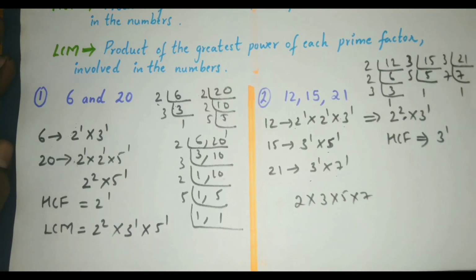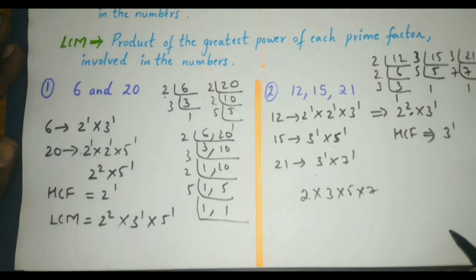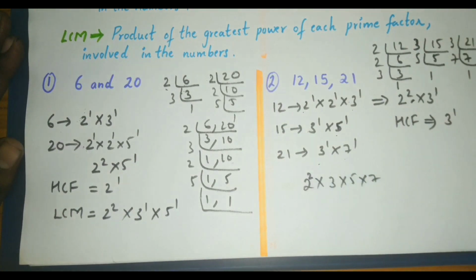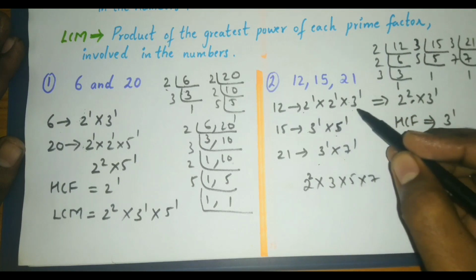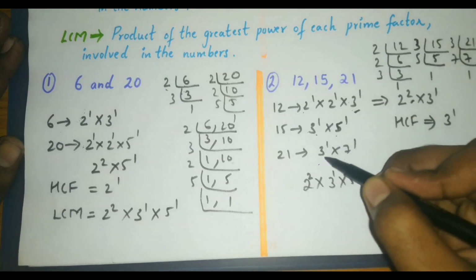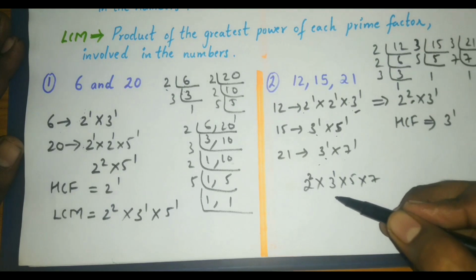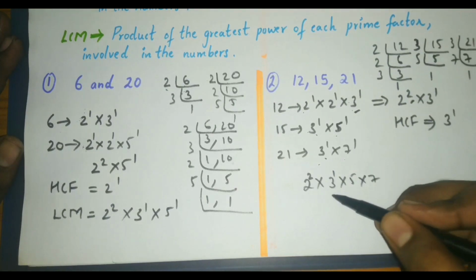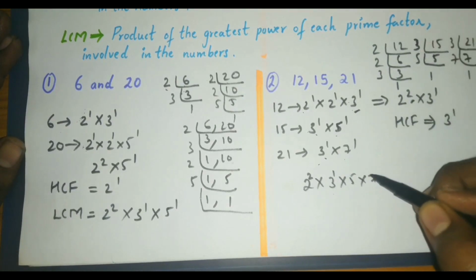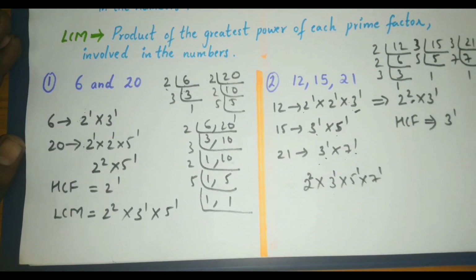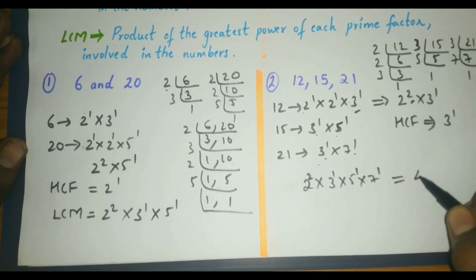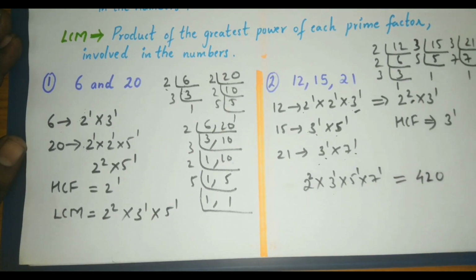Right. So greatest you have to take. That means 2 power 2 you have to take. So basically this becomes 2 power 2. For 3 power 1, which has the greatest power, this one only, right? So the greatest power of 3 will be 1 only. So 3 power 1. Now 5, again 5 power 1. 7 also 7 power 1. So we have to multiply these numbers. You will get 420 as the LCM of these three numbers. So finding the LCM you have to understand and do.